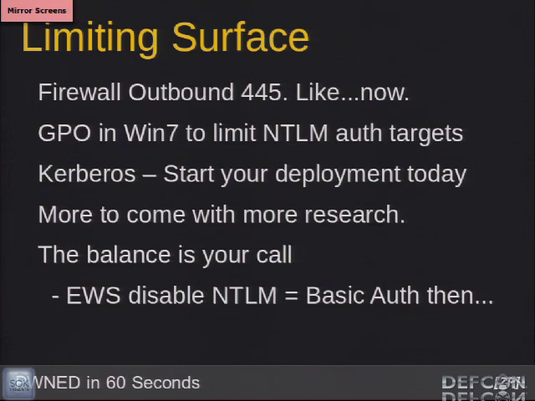So in Windows 7 there's a group policy you can set to limit who you can authenticate to you over NTLM. And everyone said the solution is Kerberos. Kerberos, Kerberos, Kerberos. It is. But the problem is telling an organization you have to switch everything to Kerberos today is not going to work. The problem is there's a lot of stuff that doesn't support Kerberos. The other thing is that if you enable Kerberos, you have to force Kerberos. You can't support NTLM at all.